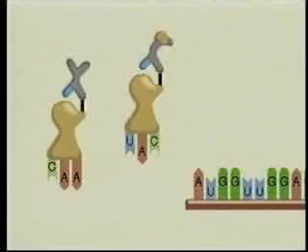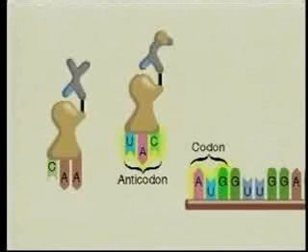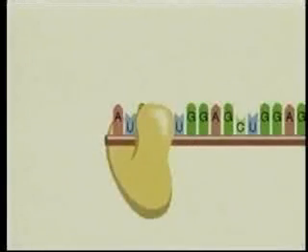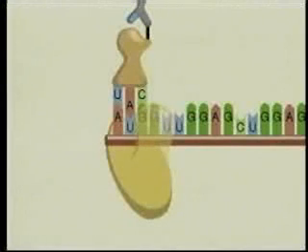Each group of 3 bases on the mRNA is called a codon. The complementary 3-base sequence on the tRNA is called the anticodon. A specific tRNA carrying the amino acid methionine binds to the mRNA. The anticodon on the tRNA matches the codon on the mRNA.